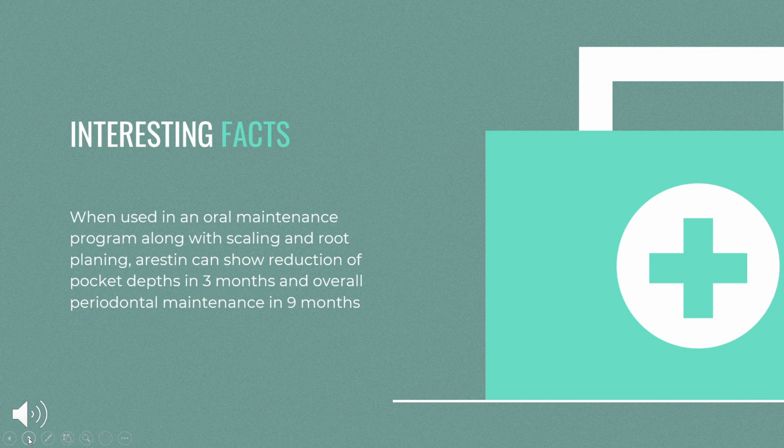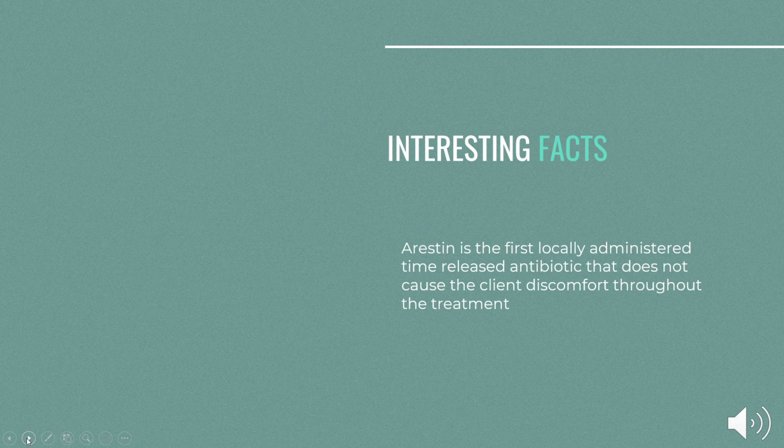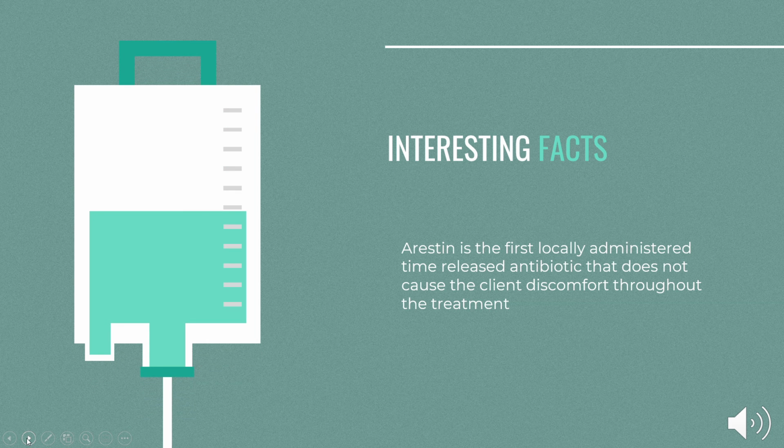We have found two interesting facts on Arestin. When used in an oral maintenance program along with scaling and root planing, Arestin can show reduction of pocket depths in 3 months and overall periodontal maintenance within 9 months. The other interesting fact we found was that Arestin is the first locally administered time-released antibiotic that does not cause the client discomfort throughout the periodontal treatments.